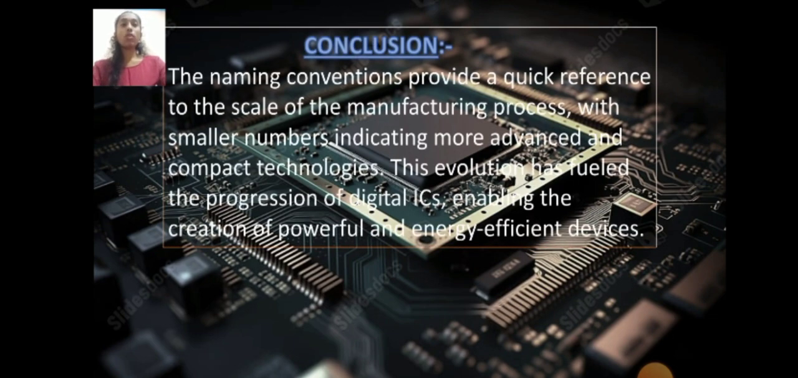And this is the overall conclusion of this topic. The naming conventions provide a quick reference to the scale of the manufacturing process, with a smaller number indicating more advanced and compact technologies. This evolution has fueled the progression of digital ICs, enabling the creation of powerful and energy efficient devices.